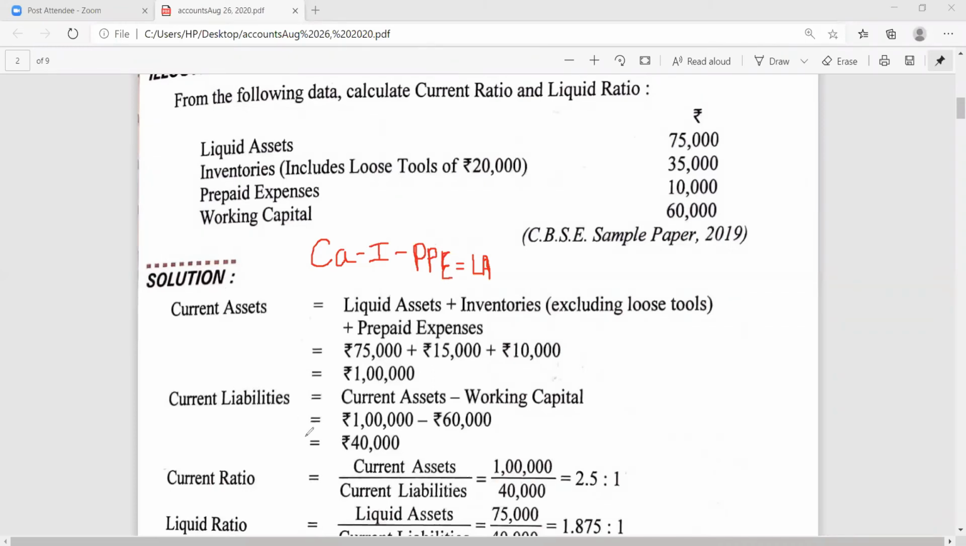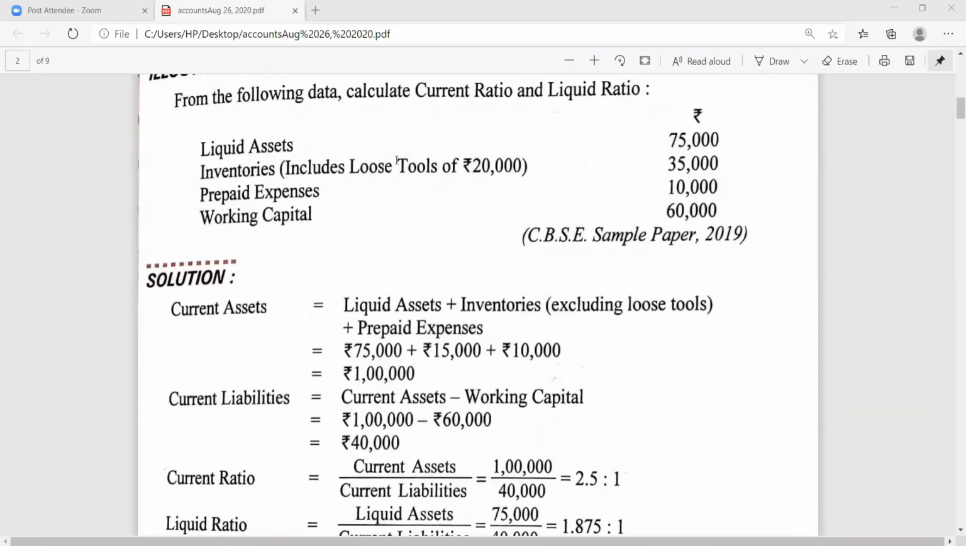Current liabilities. The working capital formula, you remember we did in the previous illustration, that working capital is equal to current assets minus current liability. So in other words, we can say current liability is equal to current assets minus working capital. Now we get the value of current assets, now we get the value of quick assets, now we get each and everything. Let us put all the values in the formula.